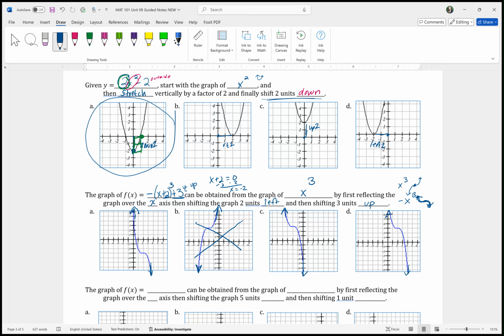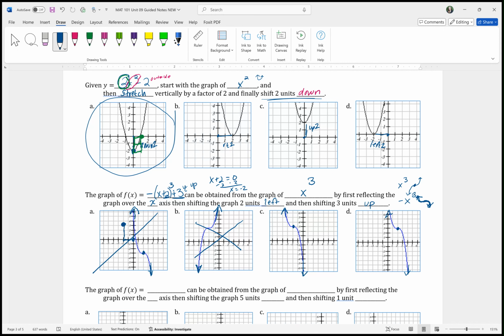From here, I want you to find the flat point of the remaining 3 graphs. So here's our flat point. Here's our flat point. Here's our flat point. And we want to do our movement. So we are shifting 2 units left and 3 units up from the origin. So we need from the origin 2 units left, 1, 2, and 3 units up, 1, 2, 3. Clearly, this is not that flat point. So A is not going to be it.